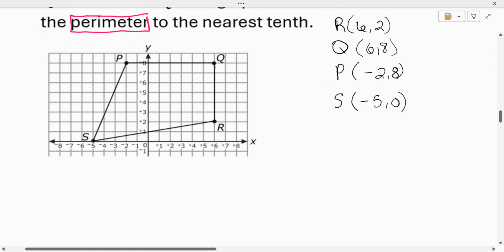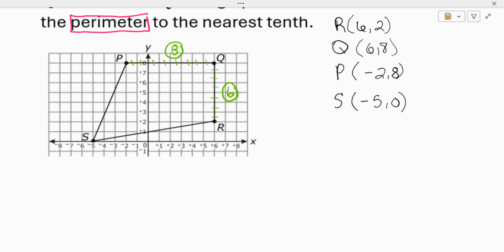Let's see. Q to R, 1, 2, 3, 4, 5, 6. So Q to R is 6 units. That we can count. P to Q, 1, 2, 3, 4, 5, 6, 7, 8. So P to Q is 8 units. That we can also count. We love it when we have horizontal and vertical lines. That makes our lives way easy, right?